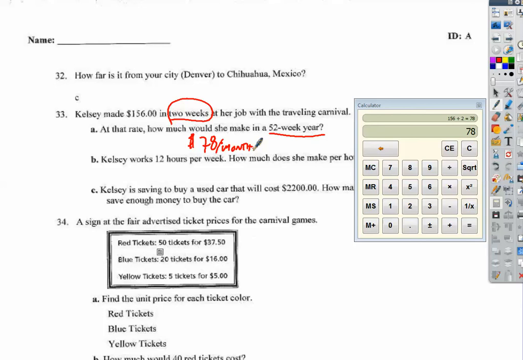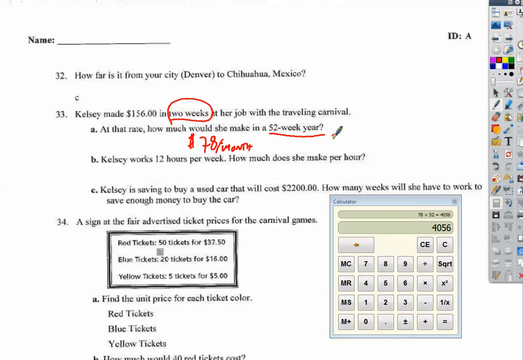So there are 52 weeks in a year. That is not a whole lot of money. 4,056. But I guess it would be a lot if you're in middle school. Is $4,000 a lot of money? Oh yeah. Okay, so it's a lot of money. So that's how much you'd make per year.